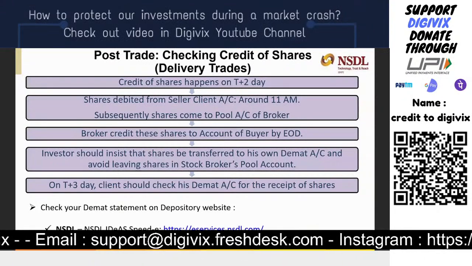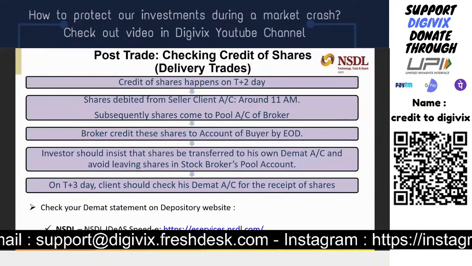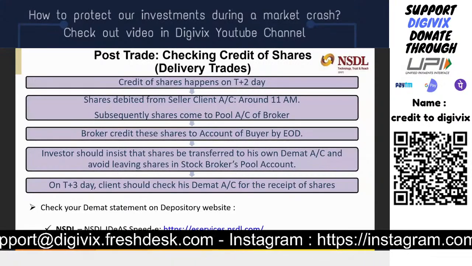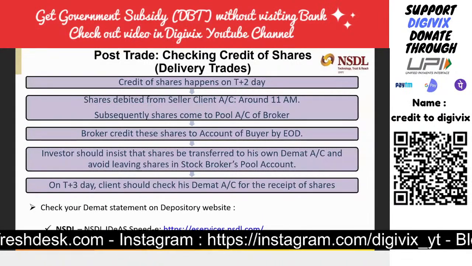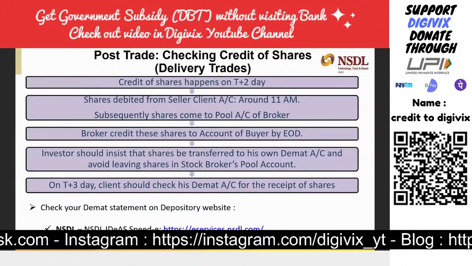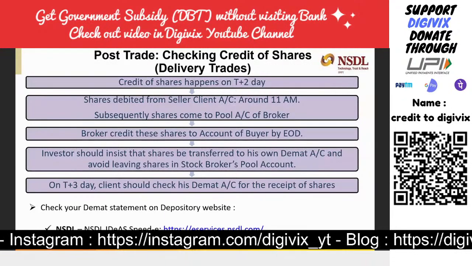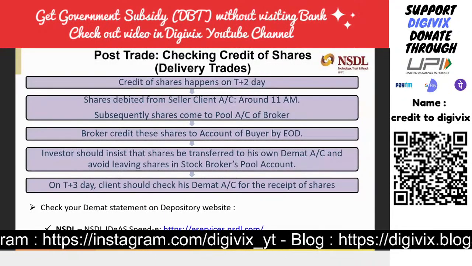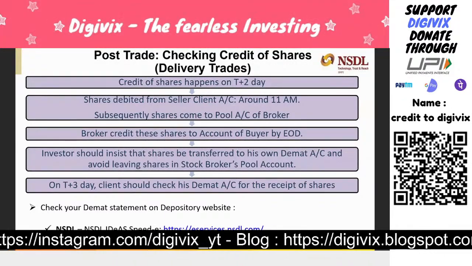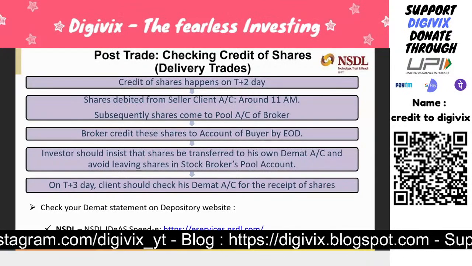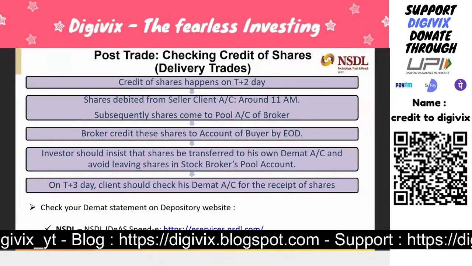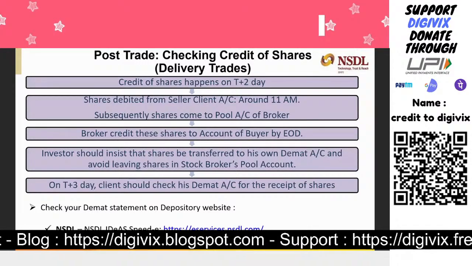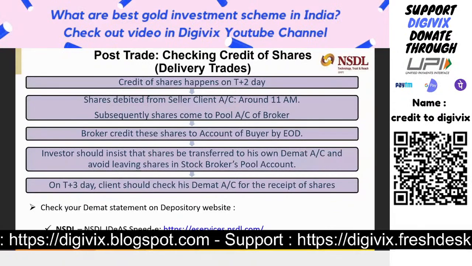Now, there is something called the stockbroker's pool account, and we need to be very careful about it. If you have bought something, it should automatically be in your Dmat account in T plus 2 days. If it is not there, you need to immediately raise a flag to your broker asking why. It means it has gone to the broker's pool account, which is not your Dmat account. So you need to be careful about that all the time.